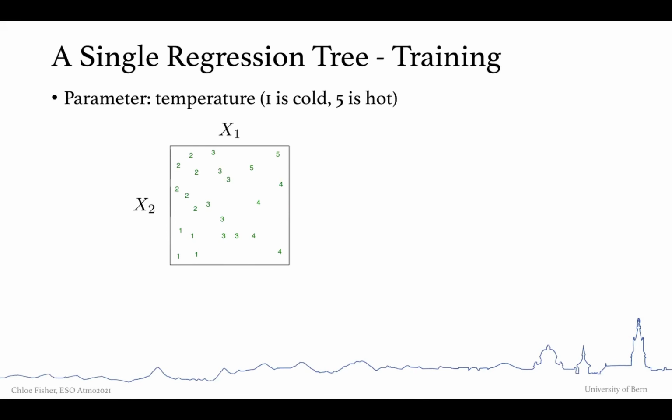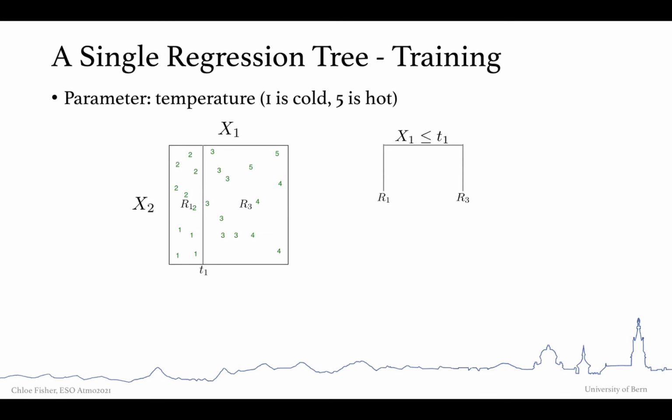Now the goal of your tree is to try and group these into spectra that have the same temperature. And you've got your dimensions that you saw before, like the blue and the red. So all the tree is going to do is draw lines across each dimension to split this into the groups.